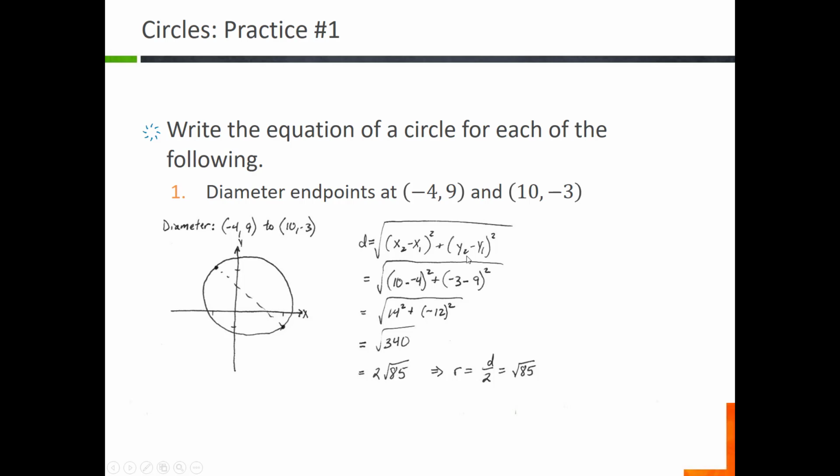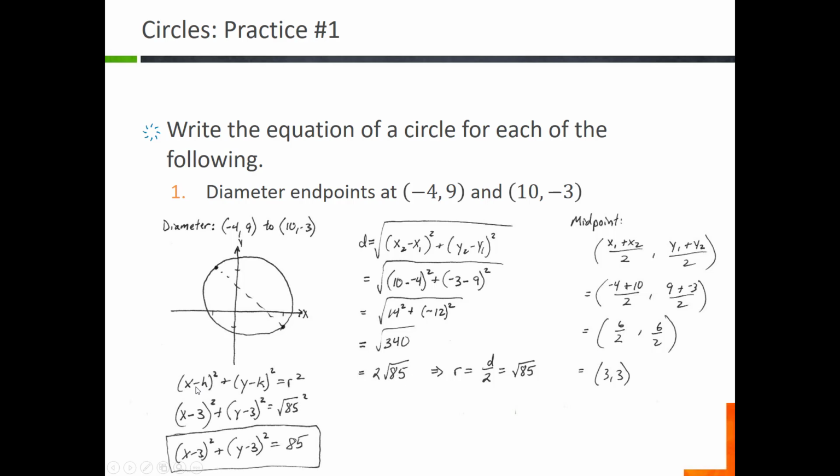So if we run through the distance formula, we just plug in our x and our y values. We get the diameter has a length of 2 times the square root of 85. The radius is half of that, so the radius is going to be the square root of 85. And that means to find the midpoint, to find the center of the circle, this is the formula for the midpoint. So it's just the average of the x and the average of the y values. So if we plug those in there and simplify, we get a center of 3, 3.